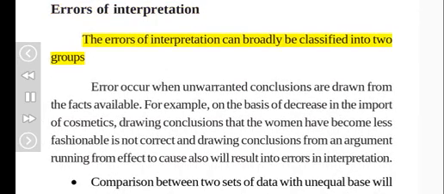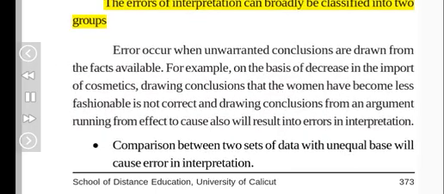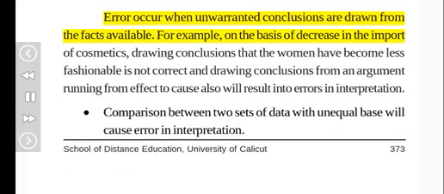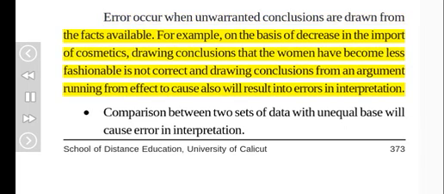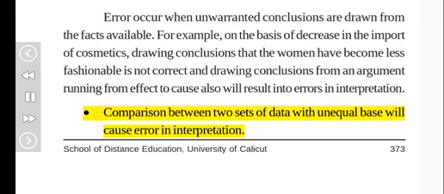Errors of interpretation. Errors of interpretation can broadly be classified into two groups. Errors occur when unwarranted conclusions are drawn from the facts available. For example, on the basis of a decrease in the import of cosmetics, drawing the conclusion that women have become less fashionable is not correct, and drawing conclusions from an argument running from effect to cause will also result in errors in interpretation. Comparison between two sets of data with unequal base will cause error in interpretation.